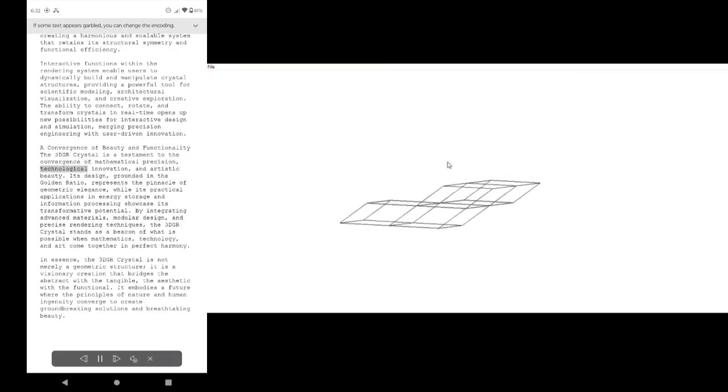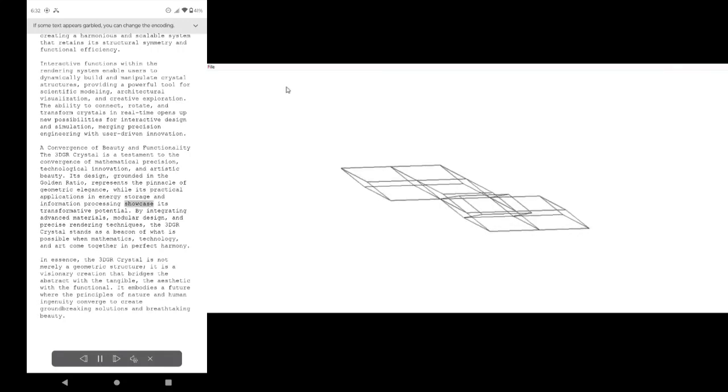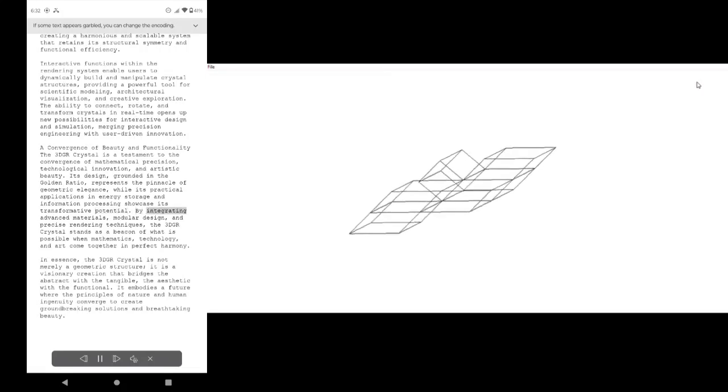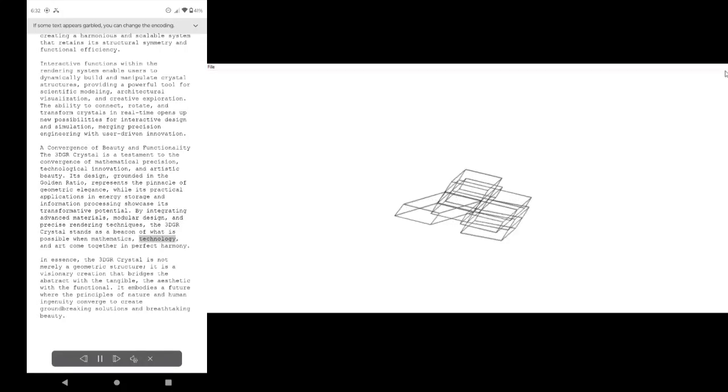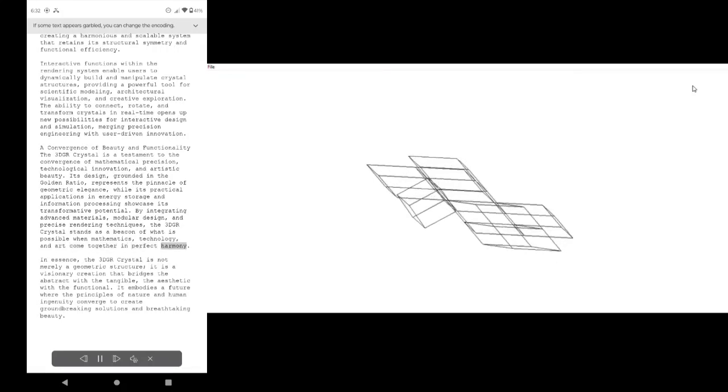A convergence of beauty and functionality. The 3DGR crystal is a testament to the convergence of mathematical precision, technological innovation, and artistic beauty. Its design, grounded in the golden ratio, represents the pinnacle of geometric elegance, while its practical applications in energy storage and information processing showcase its transformative potential. By integrating advanced materials, modular design, and precise rendering techniques, the 3DGR crystal stands as a beacon of what is possible when mathematics, technology, and art come together in perfect harmony.